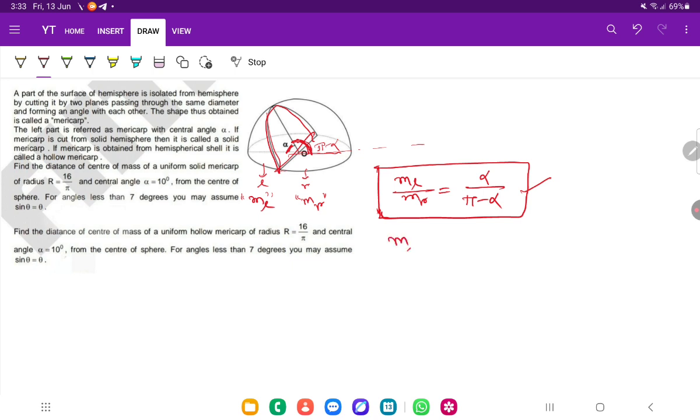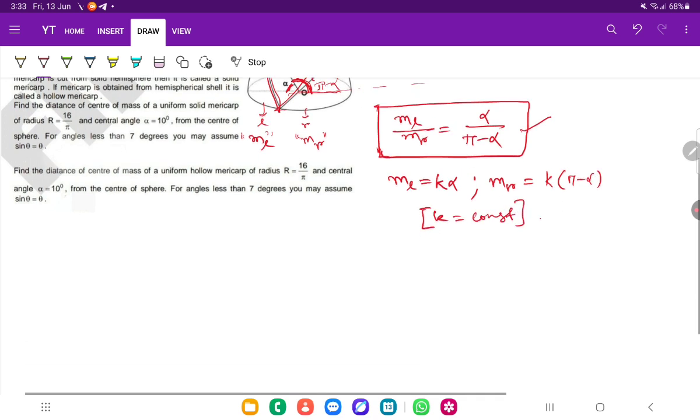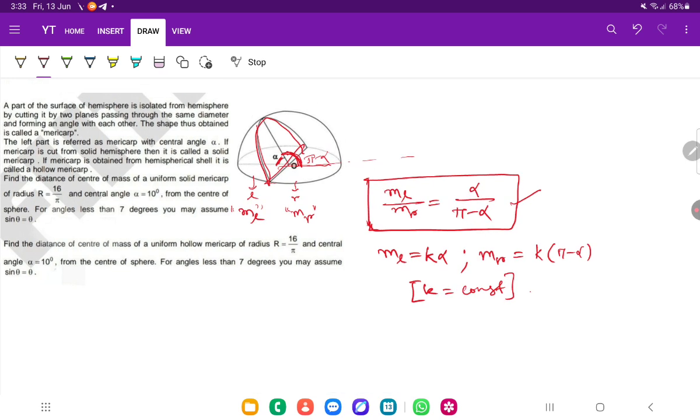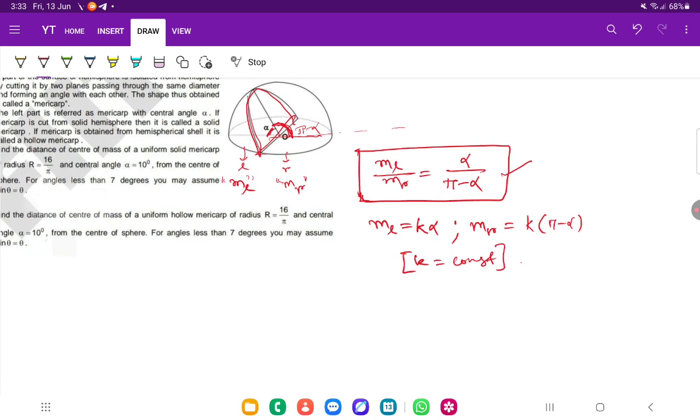So let's say we write ml, the left part mass, as k alpha, and mr as k times pi minus alpha. Obviously k is a constant. So what we'll do is, for a mericap, let's say this is a mericap of angle alpha, this angle is alpha. This is the line, and this angle is alpha.